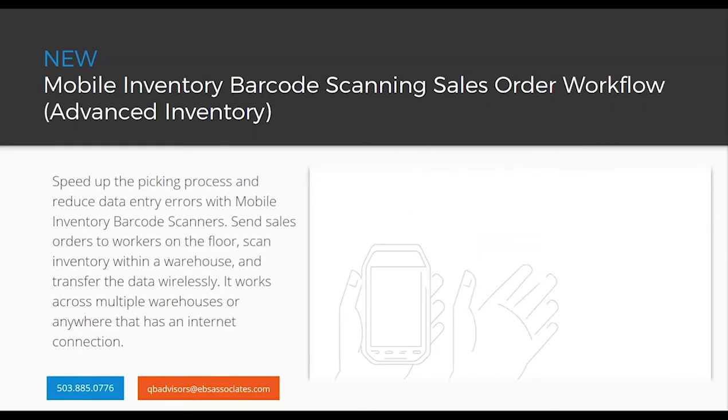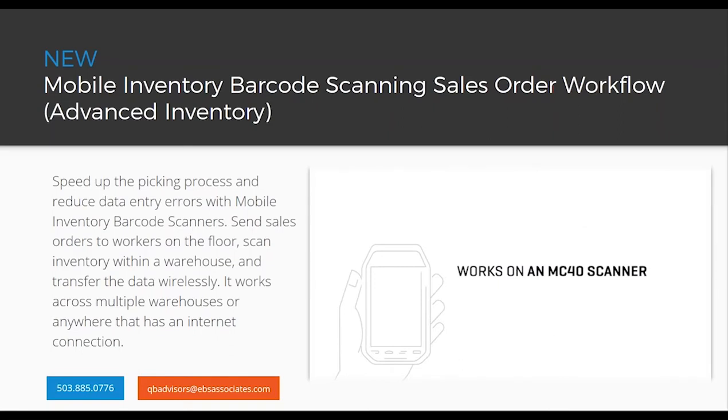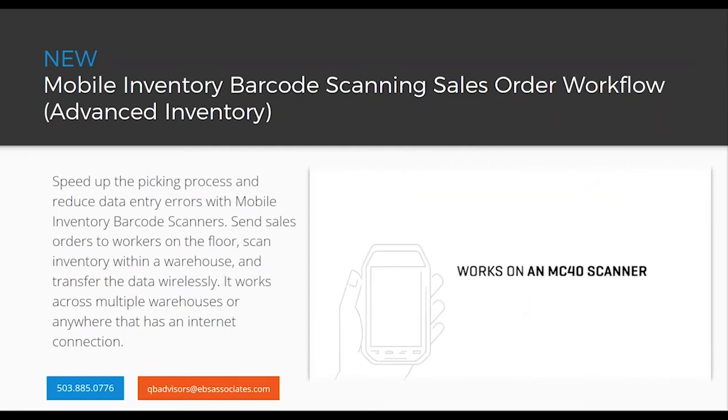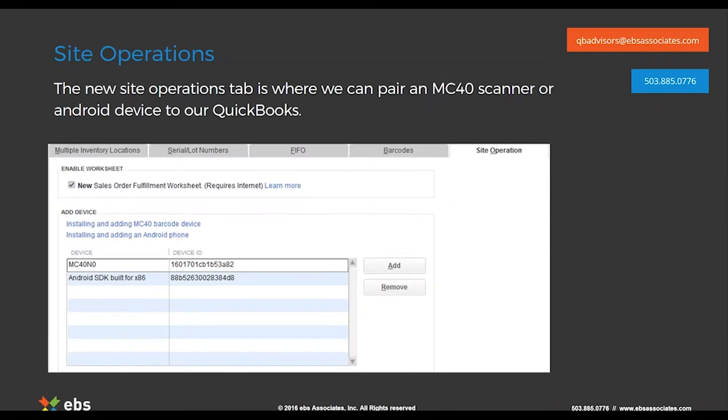Mobile inventory barcode scanning, sales and sales order workflow. We're going to loop this in with our next feature as well, which is site operations. With QuickBooks Enterprise 2018, they implemented a feature that allows us to use a wireless MC40 scanner to scan inventory items from the back when they're being picked. We'll go through it a little bit and show you how it works.